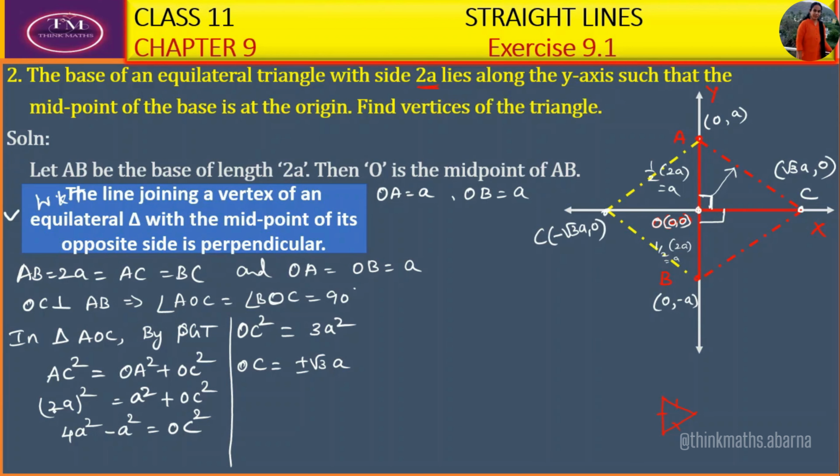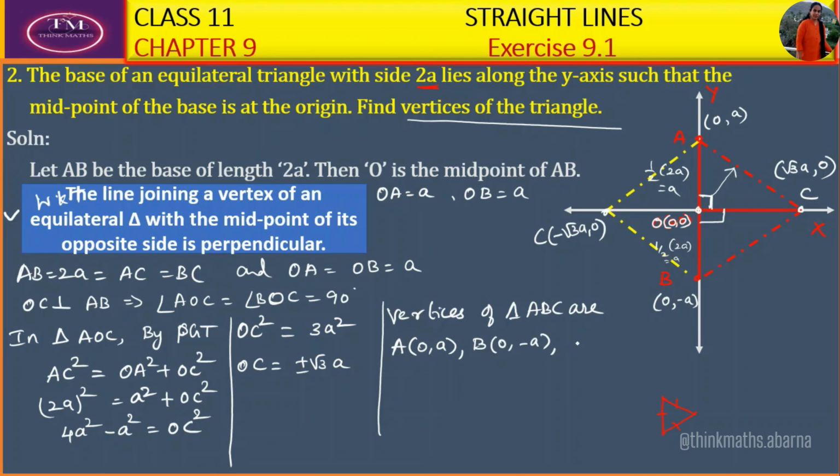So these are the vertices of the triangle. We have to find the vertices of the triangle. So we can write the vertices of triangle ABC are: A is 0 comma A, B is 0 comma minus A, C is root 3A comma 0. Or we can have A is 0 comma A, B is 0 comma minus A, C is minus root 3A comma 0. So these are the vertices of the triangle.